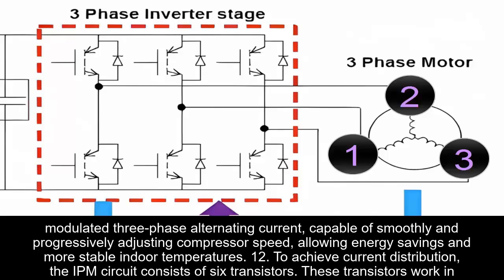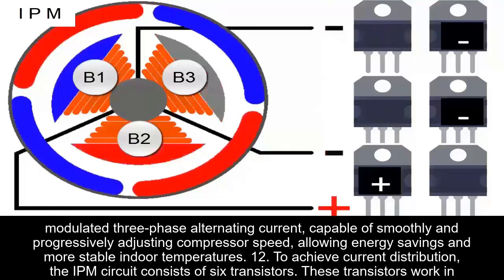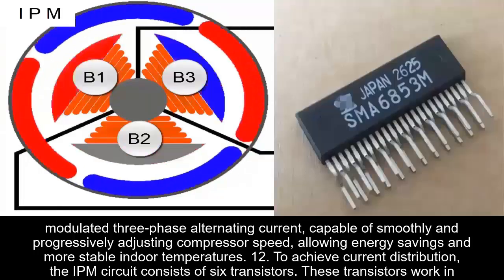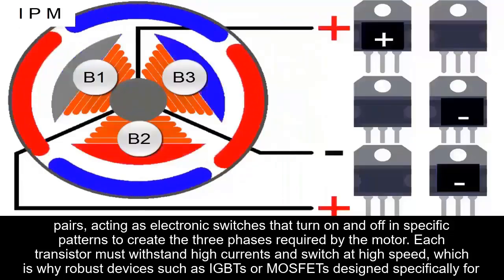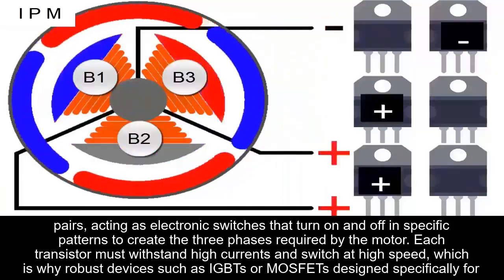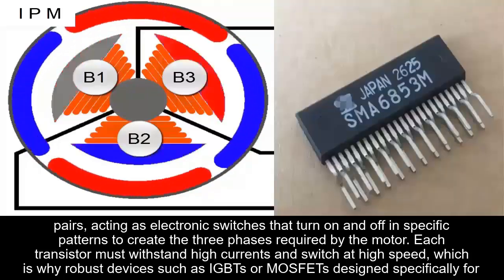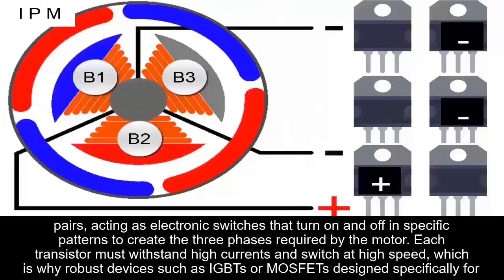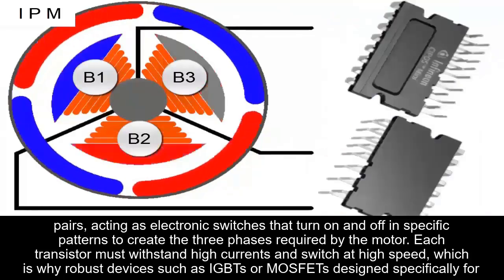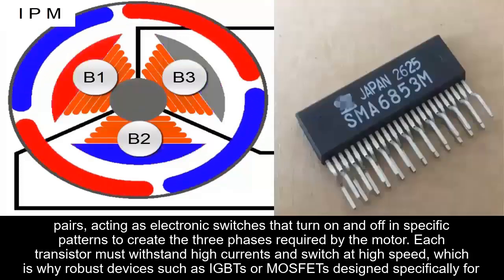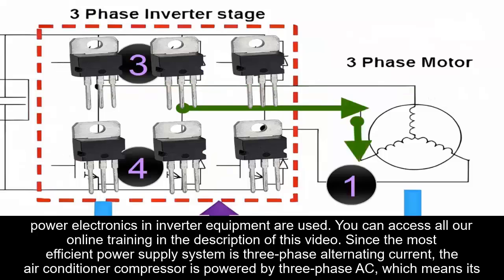12. To achieve current distribution, the IPM circuit consists of 6 transistors. These transistors work in pairs, acting as electronic switches that turn on and off in specific patterns to create the 3 phases required by the motor. Each transistor must withstand high currents and switch at high speed, which is why robust devices such as IGBTs or MOSFETs designed specifically for power electronics in inverter equipment are used.